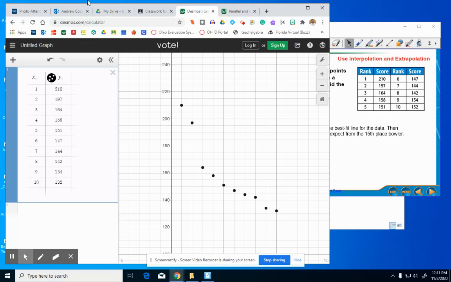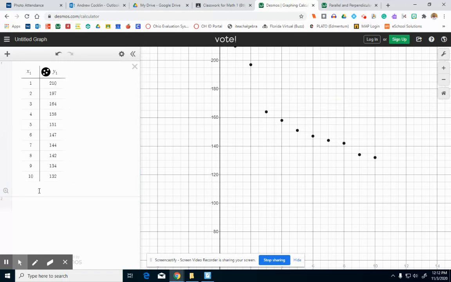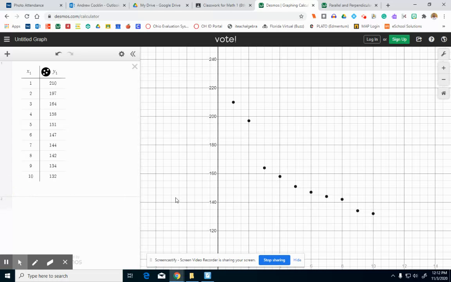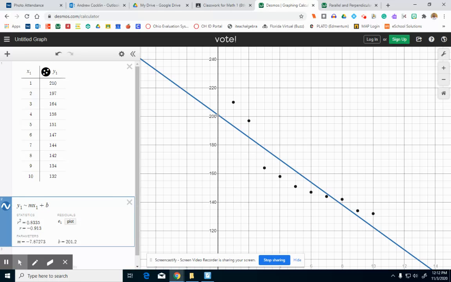So if we switch our screen back over here, remember, if your zoom is off in any way, you should be able to see that little magnifying glass there. If you click on it, it should center your stuff back up. Remember though, you want to create a second equation down here. So y1, mx1 plus b.